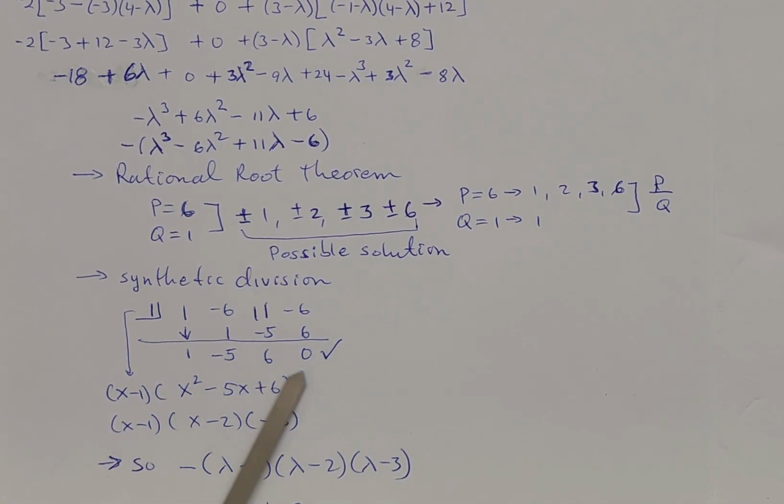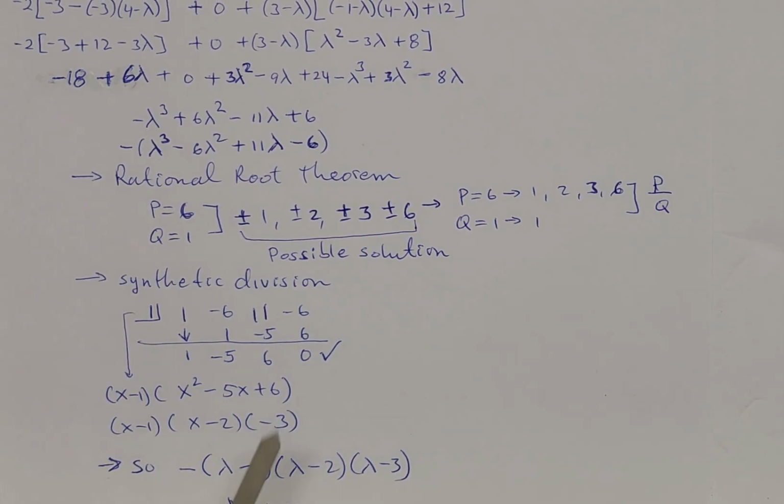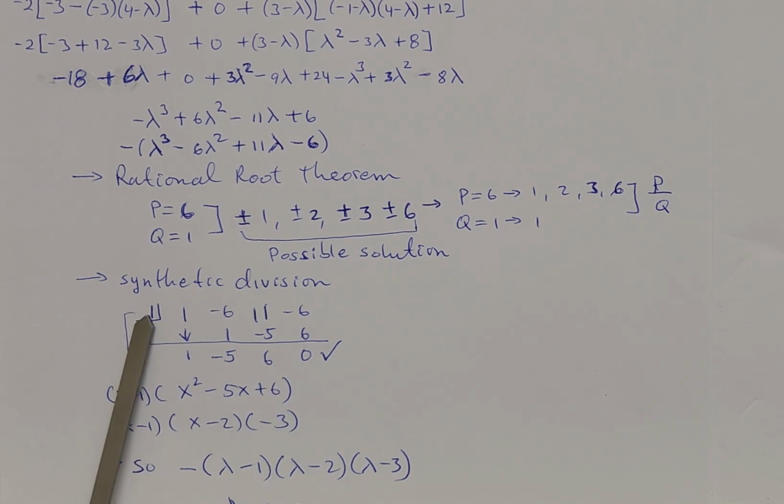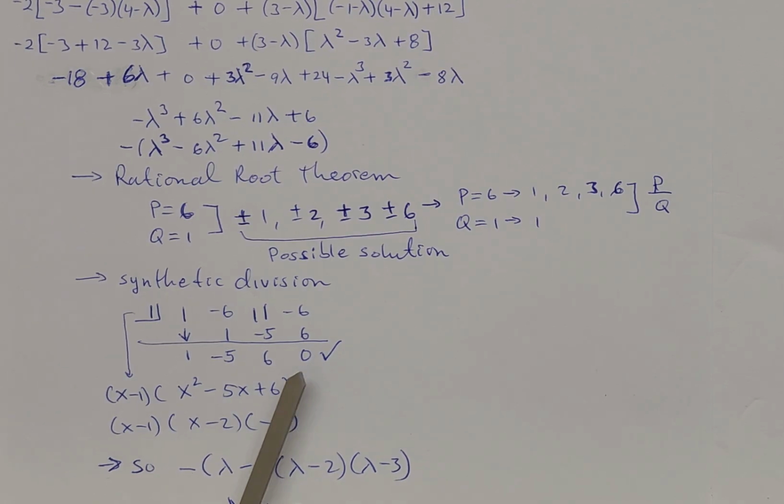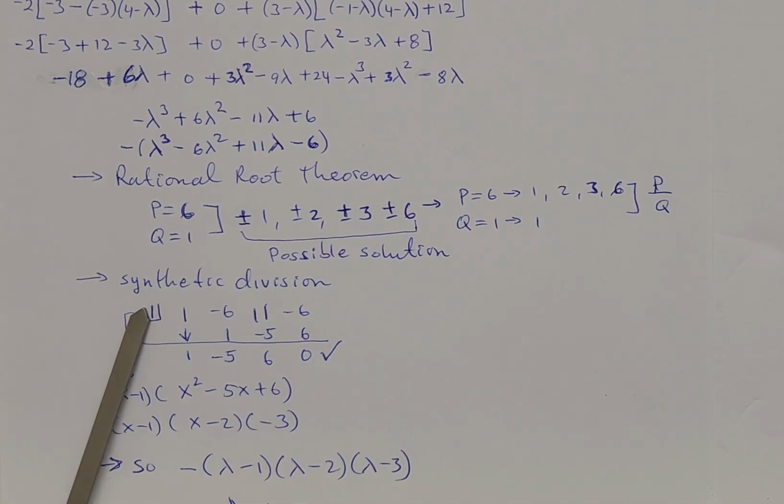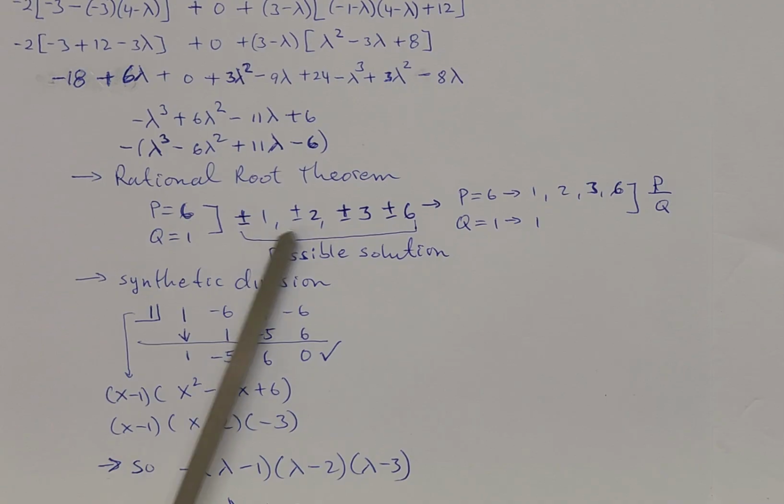When the last number is 0, then this is the solution. One more time, when the last number here is a 0, this is the solution. If this is not a 0, then you have to use the next one. If it is a 0, then this is the solution. If it is not a 0, then you have to use another possible solution.